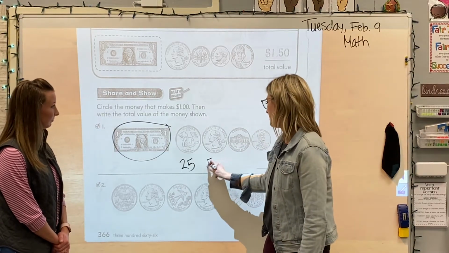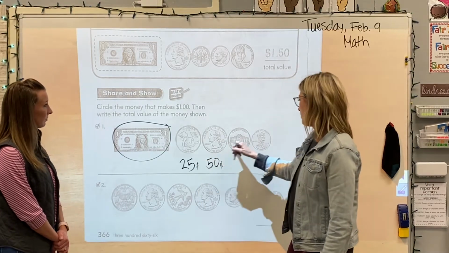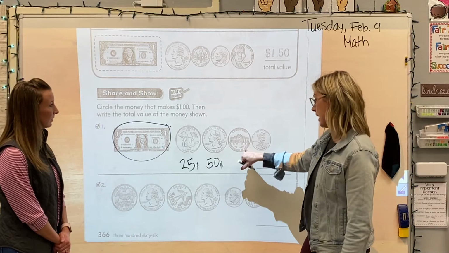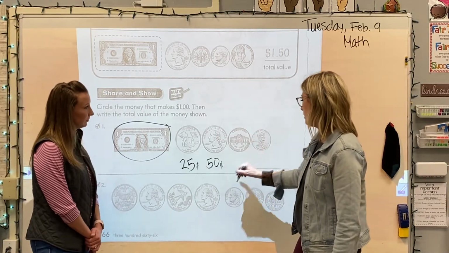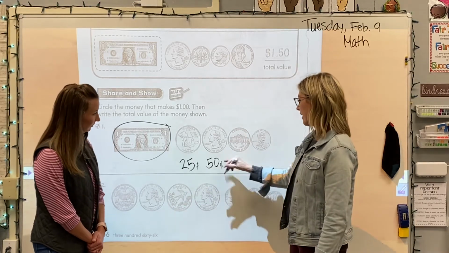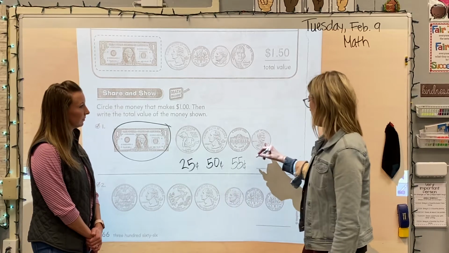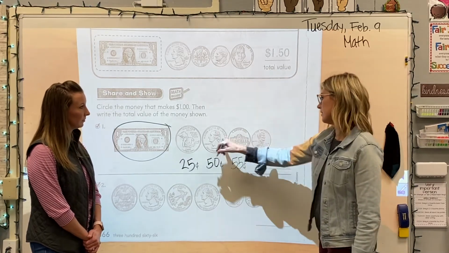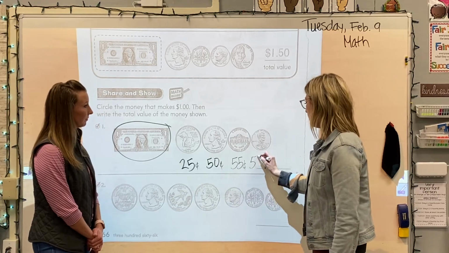50. I've got to sing that song in my head. This is cents. Now I'm switching over. This is not a dime. It says 5 cents. This is a nickel. So 25, 50. If I add 5 cents to 50 cents, that's 55 cents. And then here, that's Honest Dave. He's facing the opposite direction. So this is 1 cent. So 55 plus 1 is 56 cents.